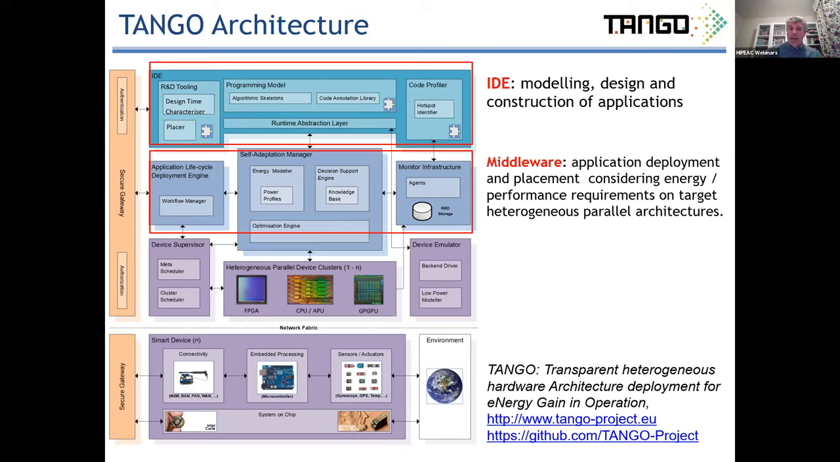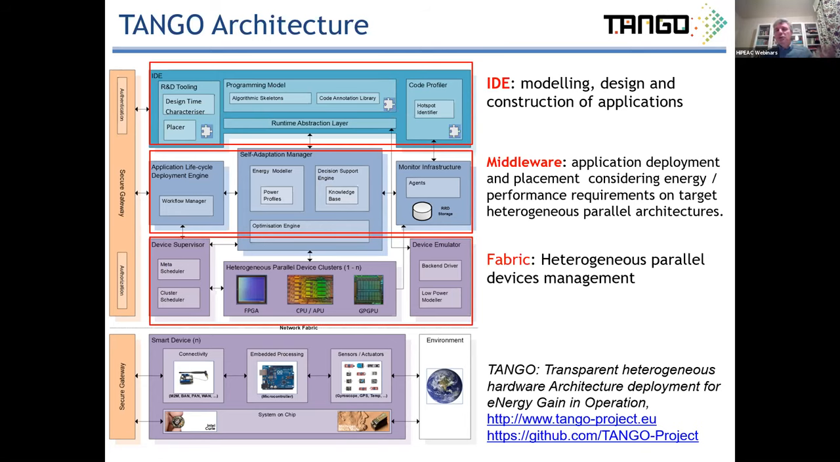Think about an application lifecycle deployment engine, a monitoring infrastructure, and maybe a self-adaptation system or component that would ensure that your application always gets the quality of service that it needs once deployed on these architectures. And finally, you would have what we call the fabric, the heterogeneous parallel device management. In the project itself, we certainly considered the CPUs, the GPUs, and the FPGAs. What's interesting about this architecture is that you can have your own workflow, starting from the IDE down to the middleware, down to the fabric.